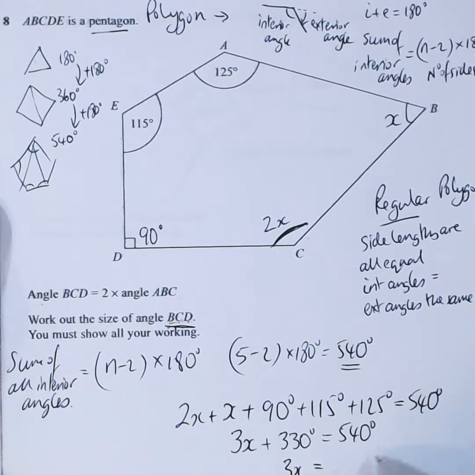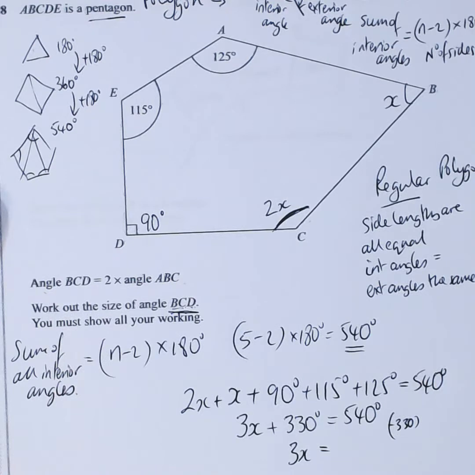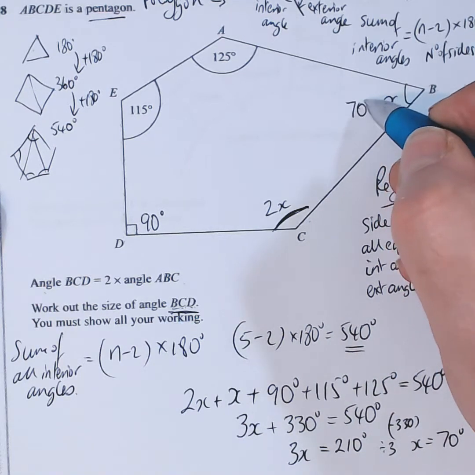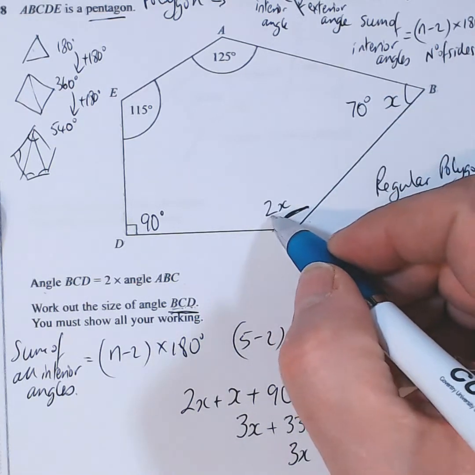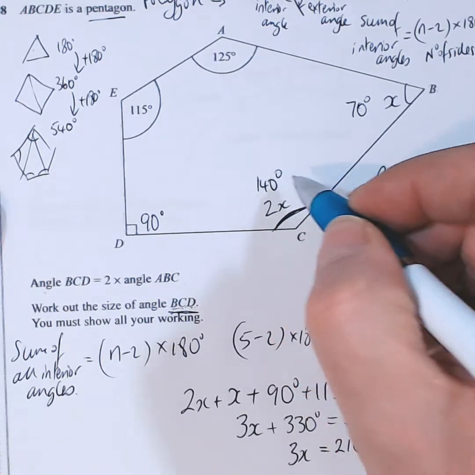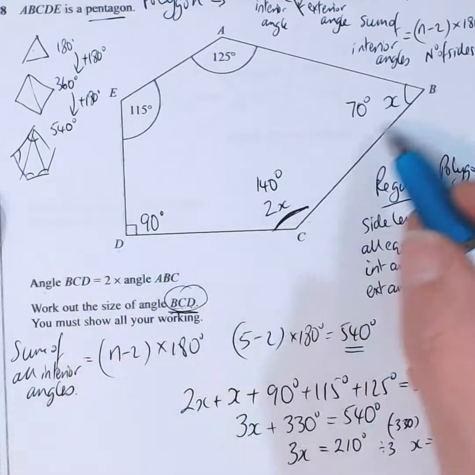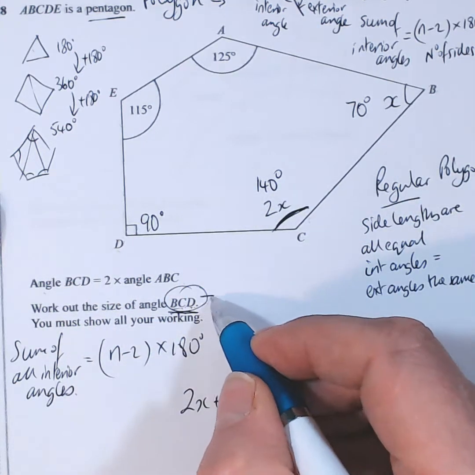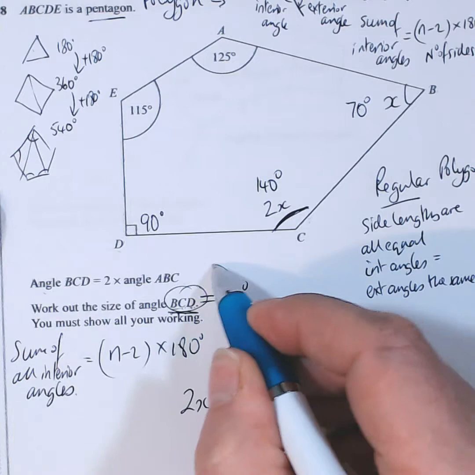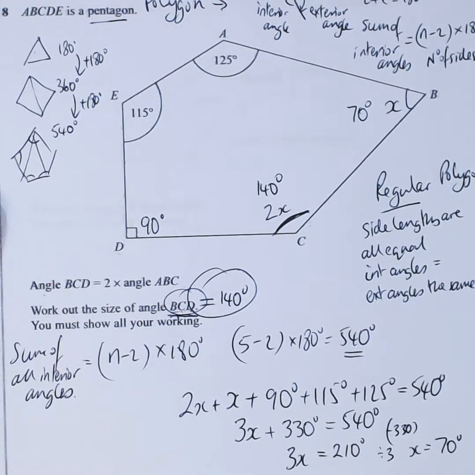So 3x, well, we're going to take away 330 to get the number of x's. So 3x is going to be worth 210 degrees, and then we divide by 3, so x is equal to 70 degrees. Go back to the picture. If we know x is 70, and we know this is 2x, then that's 140 degrees. Now the question wanted the angle BCD, so angle BCD equals 140 degrees. So that's the answer to that question.